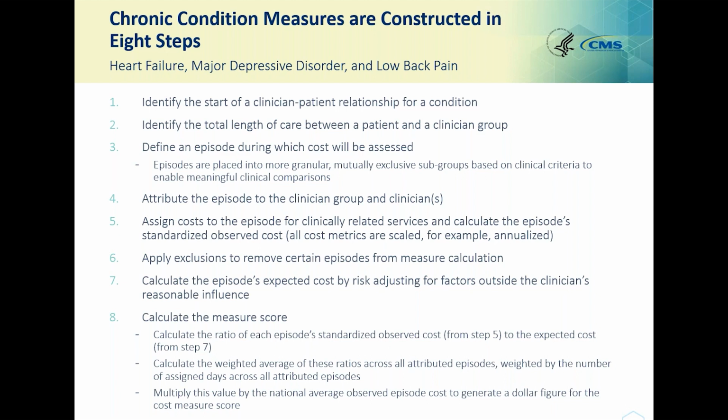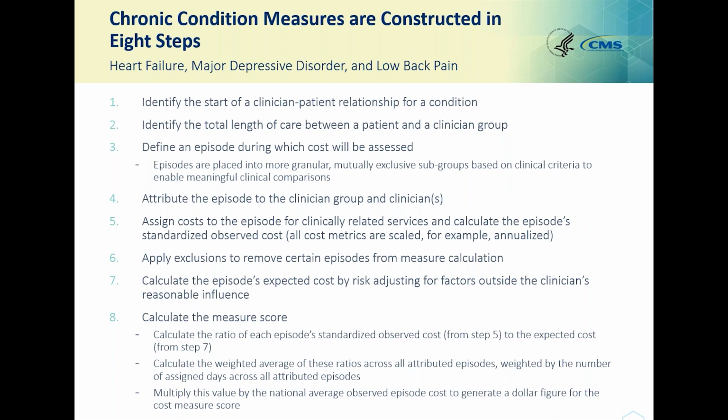First, we identify the patient cohort by looking for a combination of services and diagnoses that indicate the start of a clinician-patient relationship focused on a particular type of care. Identifying these meta codes is just one of the pieces of measure construction that our work groups help us to identify. Second, since chronic conditions are by their nature ongoing, we identify the total length of this clinician-patient relationship by looking for additional services that indicate a continuing relationship.